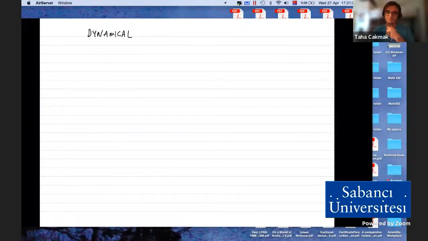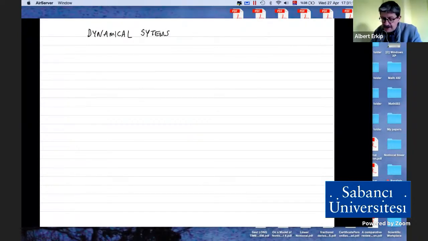Okay. So I'm going into dynamical systems, and I'll start with nonlinear dynamical systems on the plane. Today's topic is nonlinear dynamical systems on the plane.